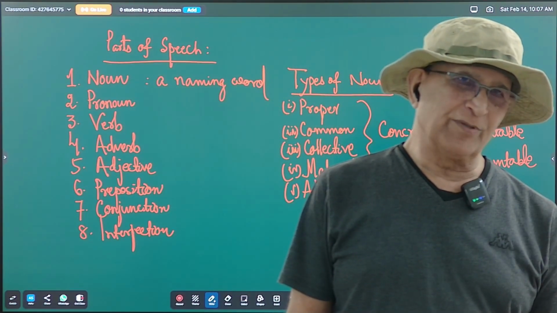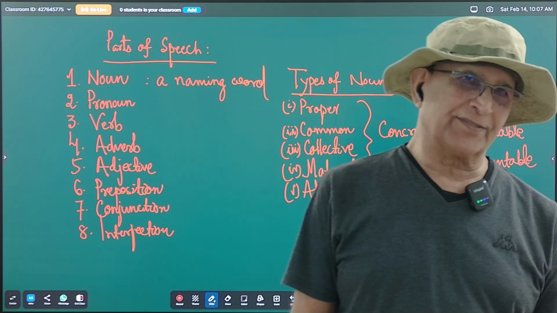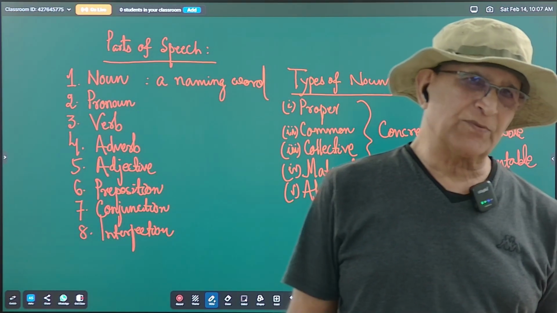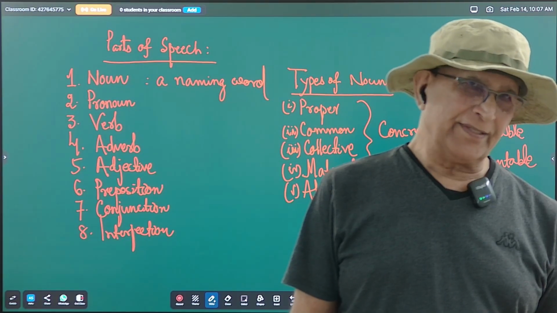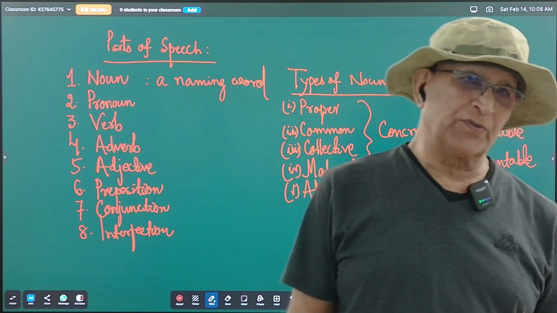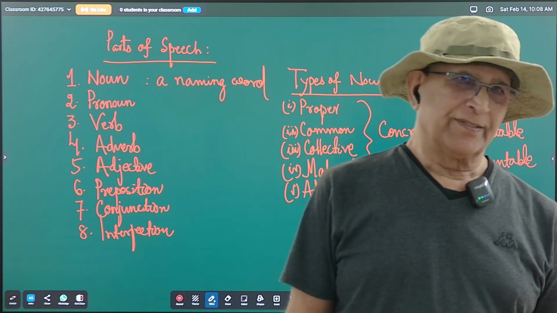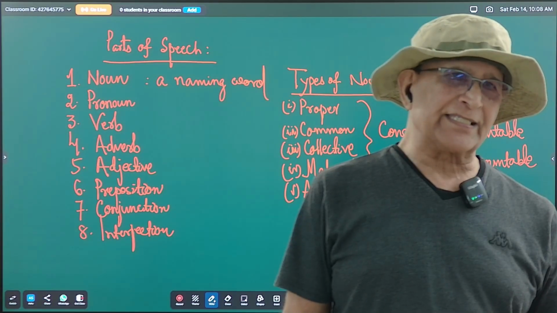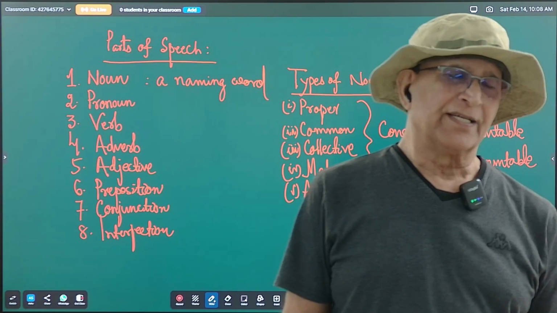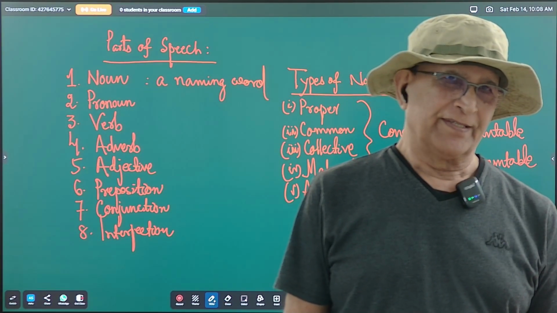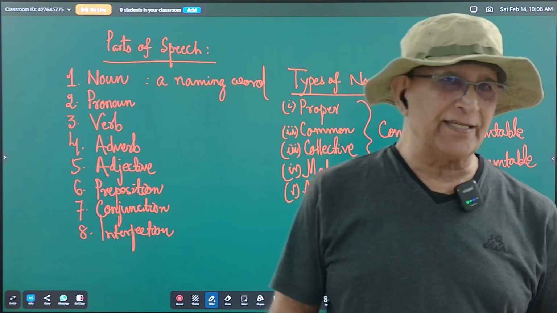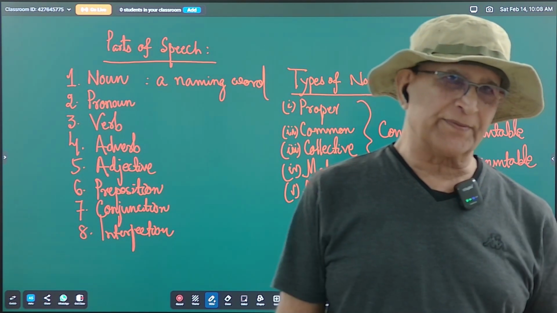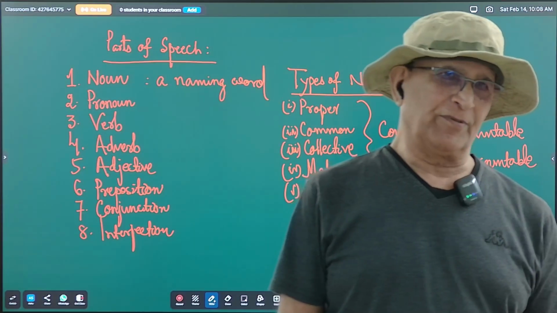Countable noun, because you can count college. School, you can count school. It is countable, right? River, countable noun. You can count a river. 1 river, 5 rivers, 6 rivers, 7 rivers, 10 rivers. Lake, countable noun. These are all countable nouns, which you can easily count. Which you can't count, they're uncountable nouns.